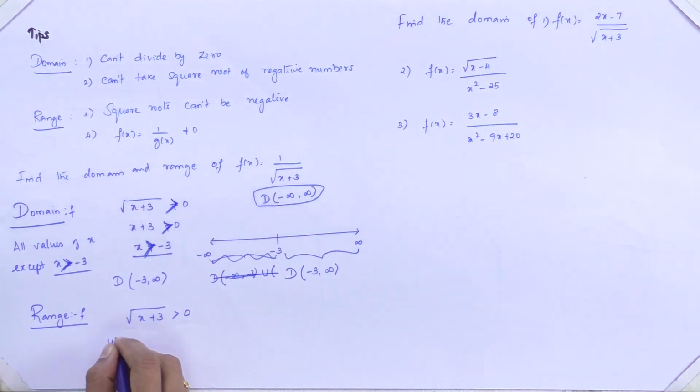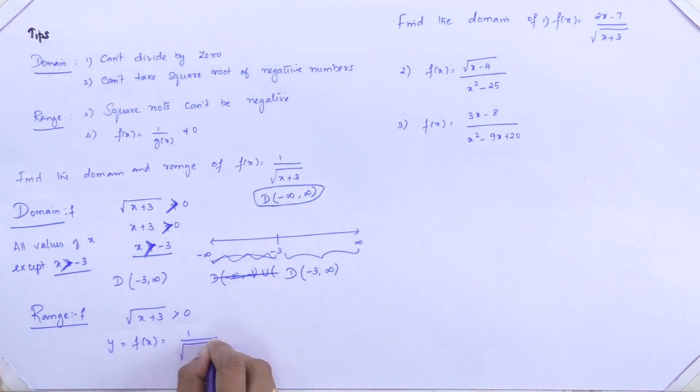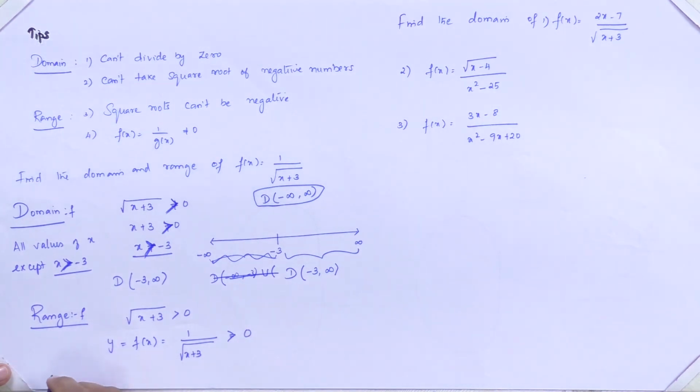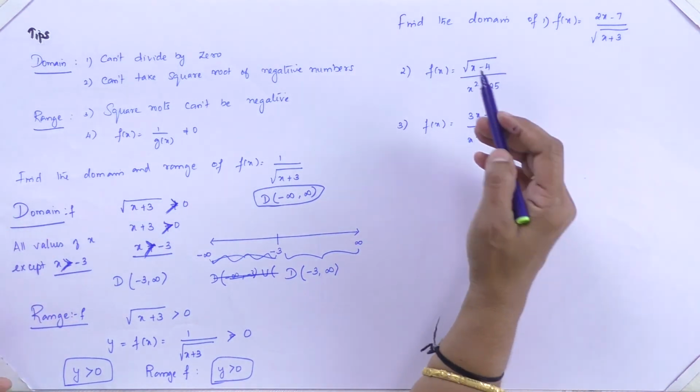Suppose for example I take y is equal to f of x is equal to 1 by root of x plus 3. So this square root of x plus 3 is greater than 0. If it is greater than 0, definitely this will also be greater than 0. So the range of y here is nothing else but y is greater than 0. That is, the range of f is y greater than 0. That way I can say. So this is very simple, and we will just see a few more examples of how to find the domain and range. So range is very simple.